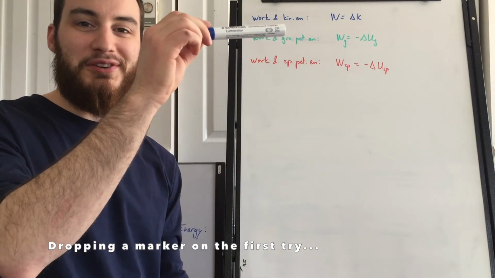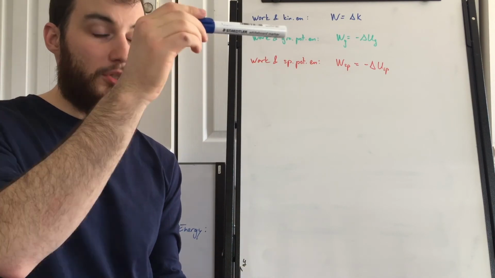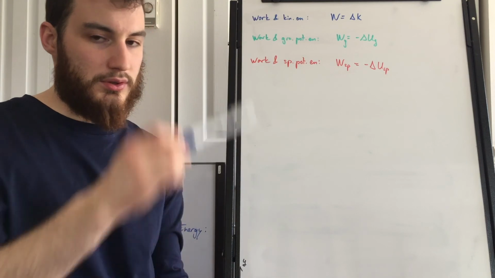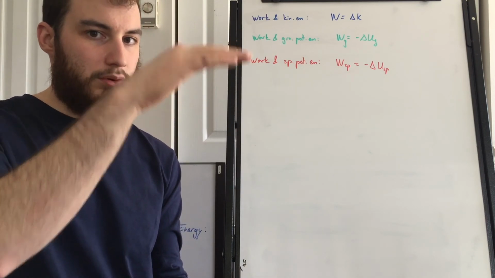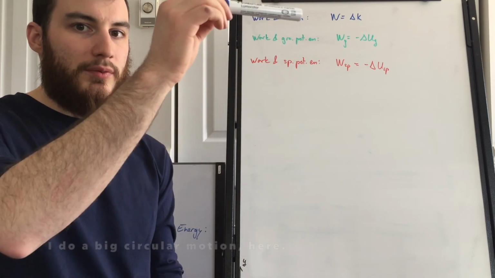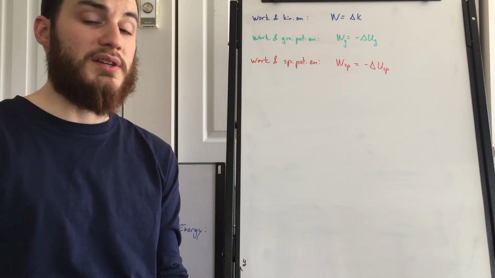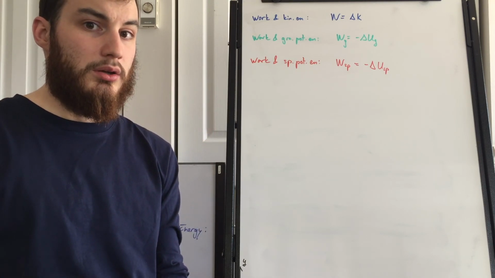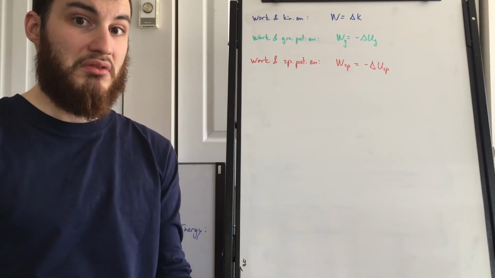If we take this marker here and we let it go, and it goes down and I catch it, the change in potential energy only depends on the initial and final state. The work done by the gravitational force also only depends on those, or turns out is the same value. If we were to do this, the work done by the gravitational force would be exactly the same. And this as well.